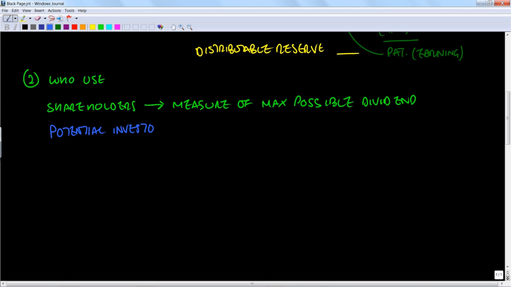Okay, so potential investors will also want to know, well, how much dividend might we want to get? Okay, so those are the primary individuals that use EPS, and like I said, the reason they use it is it helps them understand what the dividend is.